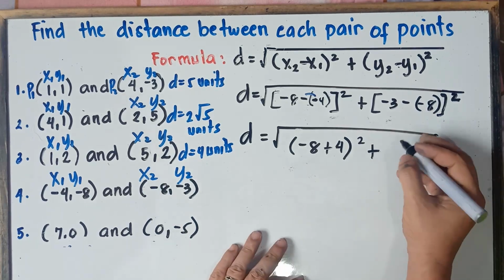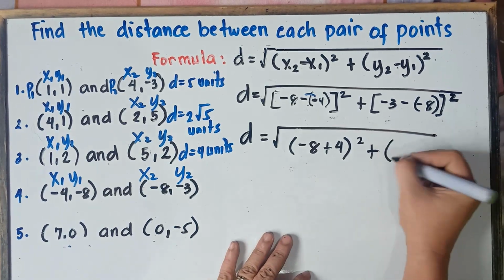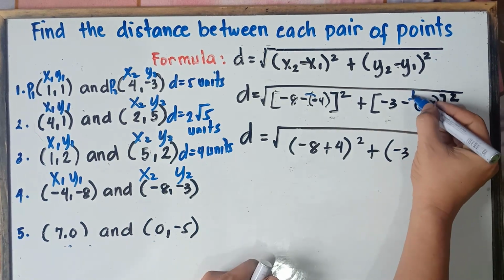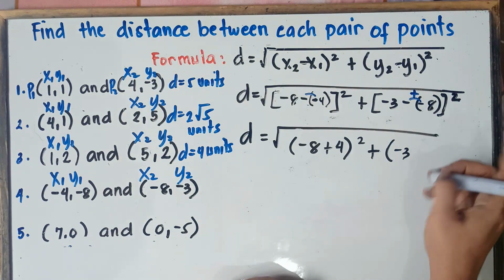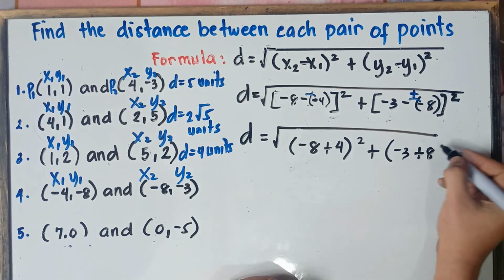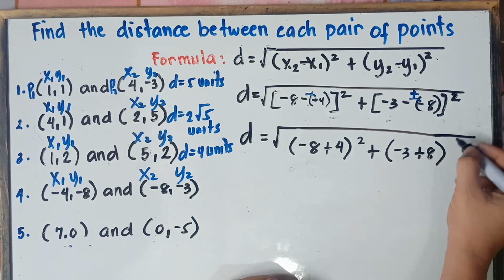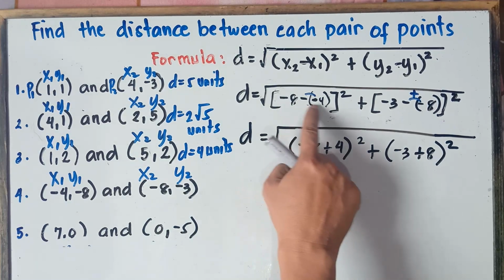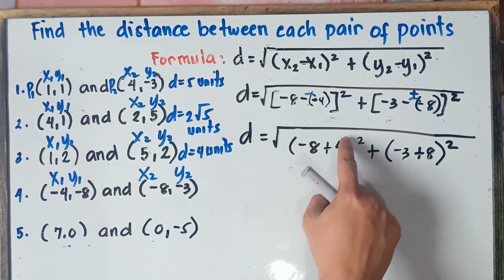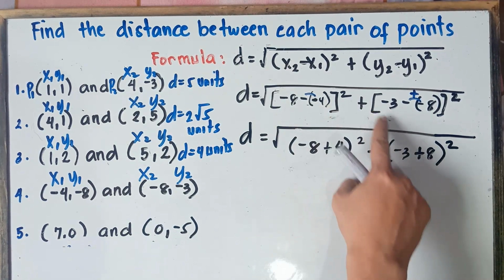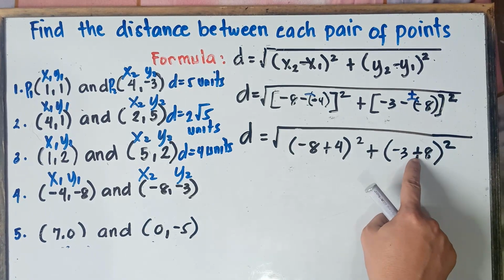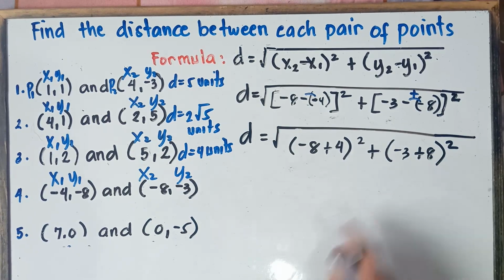Alright, plus this one. So we can now put parentheses, negative 3, and then negative times negative, it will become positive. So plus, and then 8, close parenthesis, and then squared. I hope, class, you're not confused. Copy negative 8, negative times negative is positive. Close parenthesis and then squared. Copy negative 3, then negative times negative is positive. Alright, and copy 8, close parenthesis and then squared.